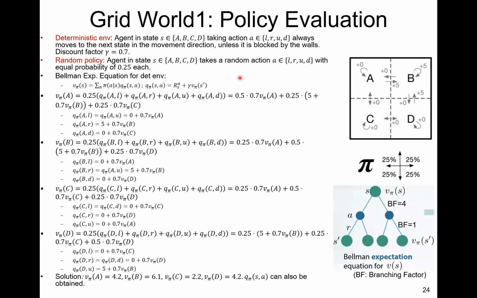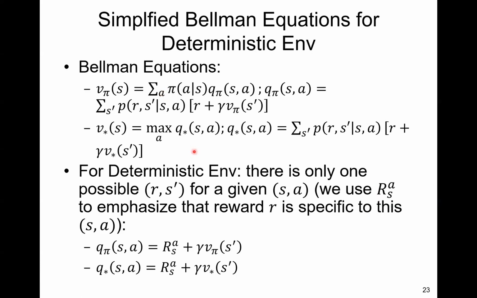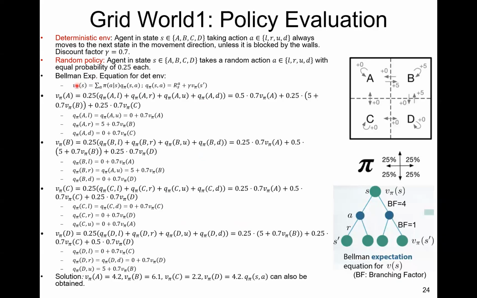So the Bellman expectation equation for the deterministic environment in the last slide is this. V pi is equal to the expectation over A of Q pi SA, and Q pi SA is equal to reward plus gamma times V pi S prime, the next state. So for V pi A, at A you have 4 possible actions. Pi left given A is 0.25, pi right given A is 0.25, pi up and pi down, each is equal to 0.25. So every pi is 0.25. That's this term here.